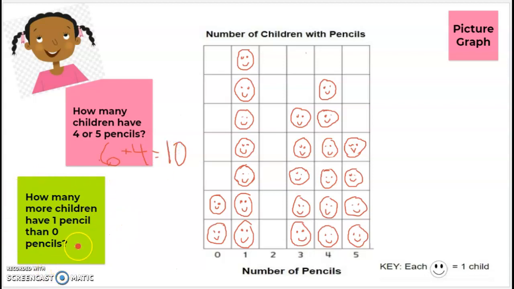Now looking at this question, how many more children have 1 pencil than 0 pencils? Well, again, we're going to use the number of pencils and count the number of children for each pencil amount. So 1 pencil has 7 children and 0 pencils has 2 children. We can just simply find the difference. 7 minus 2 is 5. We can even look at the picture to help us. So the difference between 0 pencils and 1 pencil is 1, 2, 3, 4, 5.